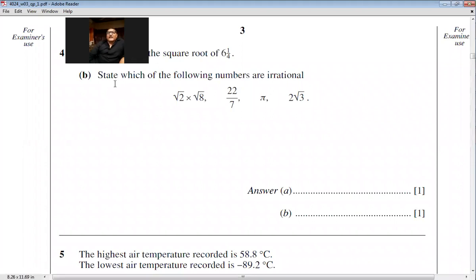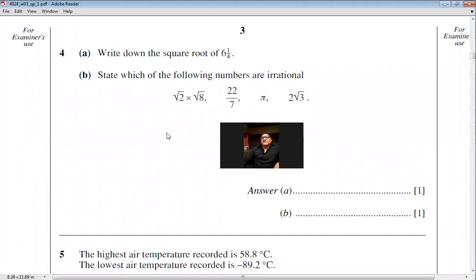Okay, the next part. In the next part, he says state which of the following numbers are irrational. Pi is the famous irrational number. And you can recognize another irrational number: you should have an under root, and under the root you will have a prime number. If you have a prime number under the square root, that will be an irrational number. So 2 under root 3 is an irrational number, and pi is an irrational number.